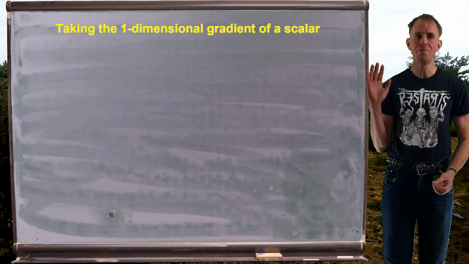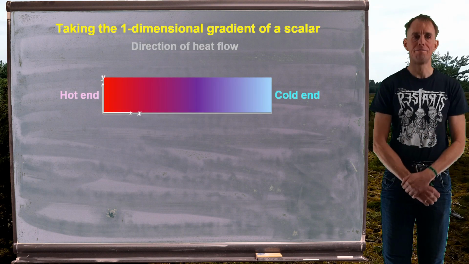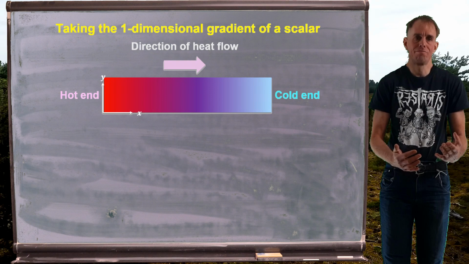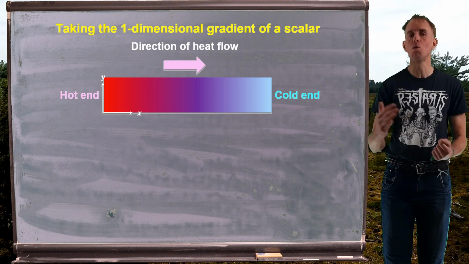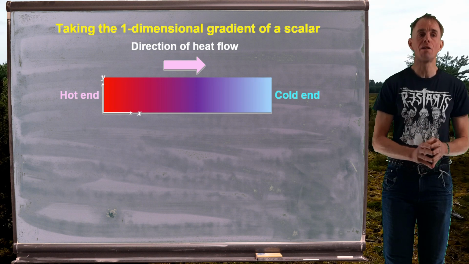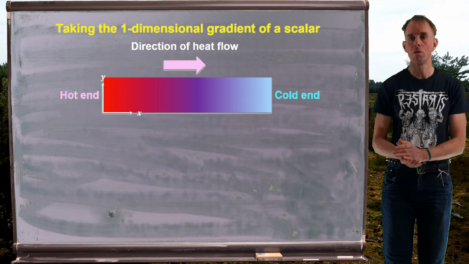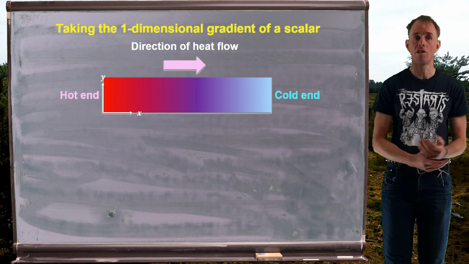So here on the board, I've got a schematic diagram of a hot steel bar. It's a one-dimensional bar. It's being heated at one end, the hot end, and it's being cooled at the other end, the cold end. And the only direction in which heat can flow is from the hot end to the cold end. I've put so much insulation on the other surfaces that no heat can escape.